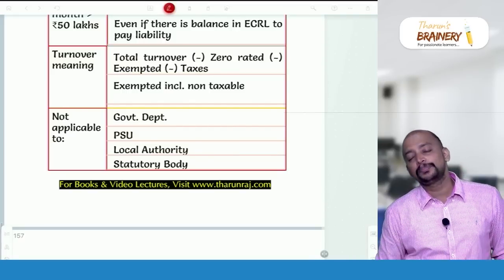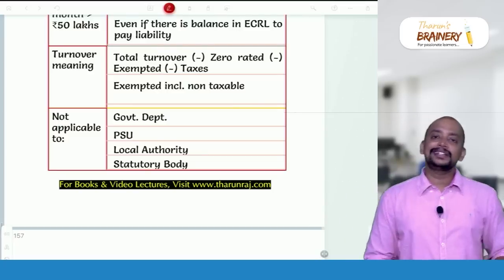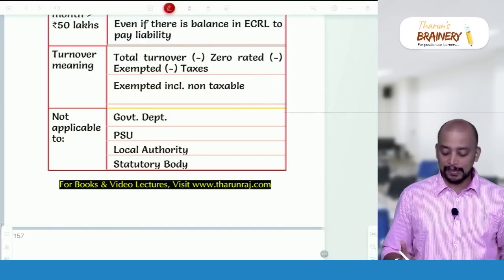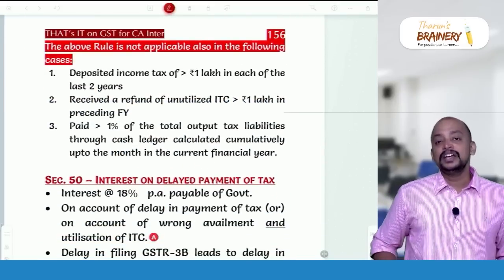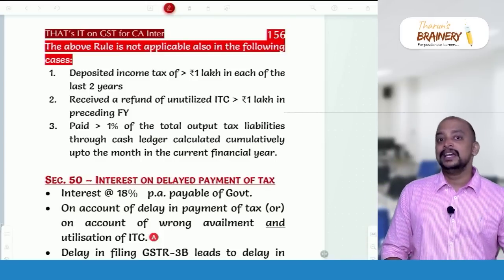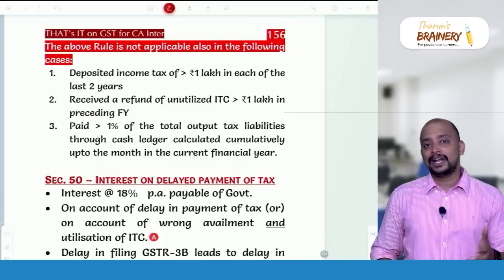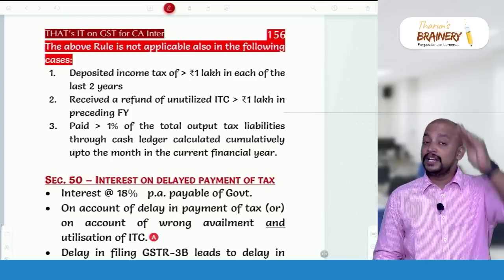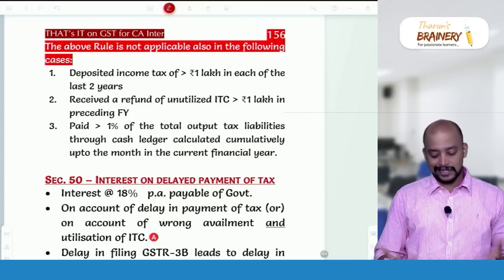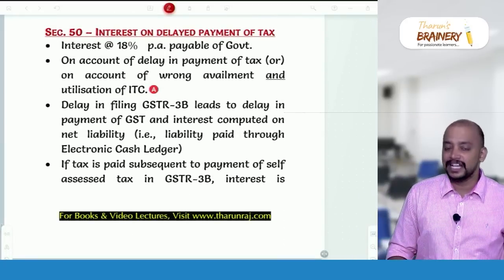And it is not applicable to government department. So for few people, this rule 86B is not applicable. That is government department, local authority, statutory body, or public sector undertaking. Even if a person has paid income tax of more than 1 lakh in 2 preceding financial years, or if they are eligible for a refund of more than 1 lakh in the preceding financial year, or cumulatively up to the month in the current financial year they already paid 1% through cash ledger, then 86B is not applicable. Then section 50, interest on account of delay in payment of tax.